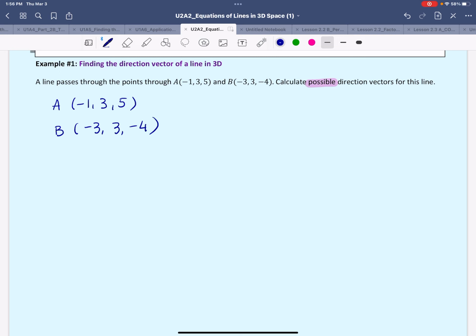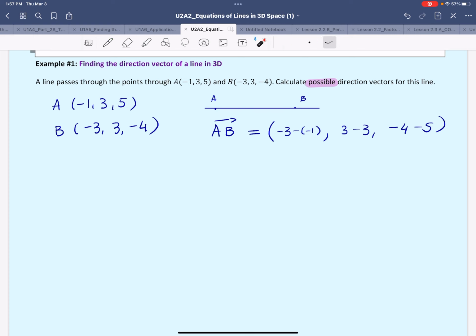So we're going to say that if a line passes through 2 points A and B, then the line must follow the direction of AB. So it can follow the direction of AB this way or the direction of AB this way, right? It doesn't really matter. So if we knew the coordinates of vector AB, then we can figure out any vector that is parallel or goes in the same direction as AB. So that would be -3 minus -1, 3 minus 3, and then -4 minus 5.